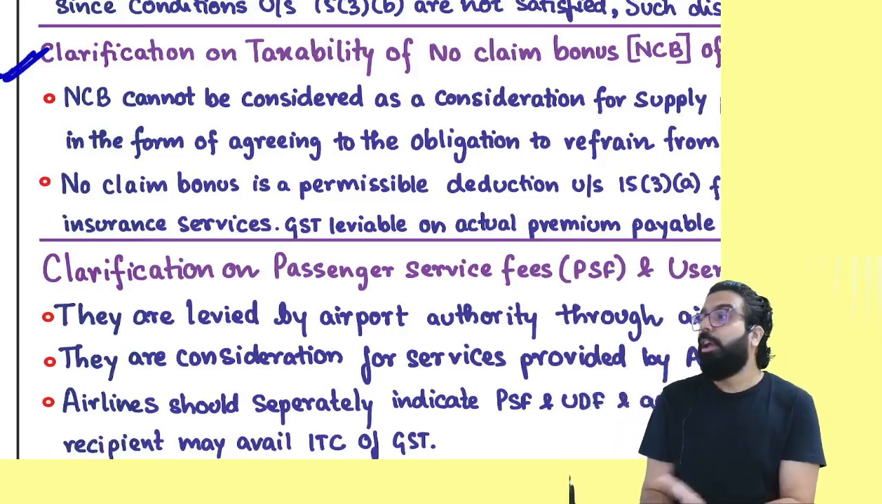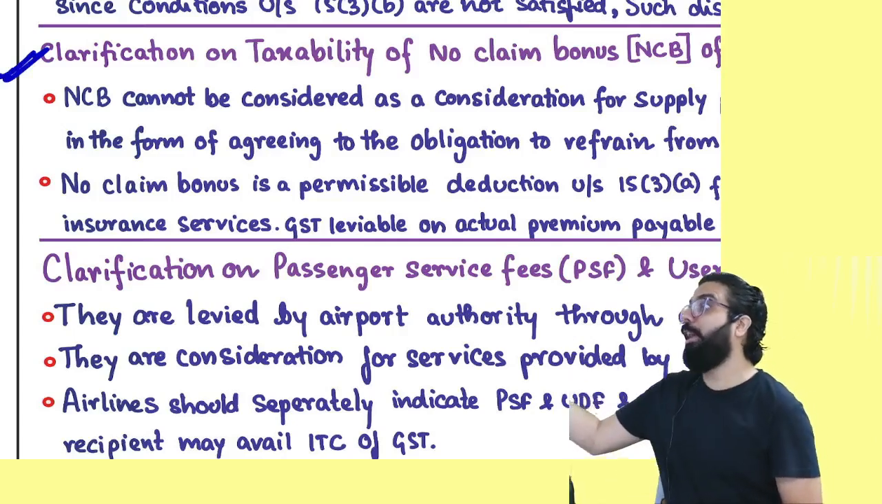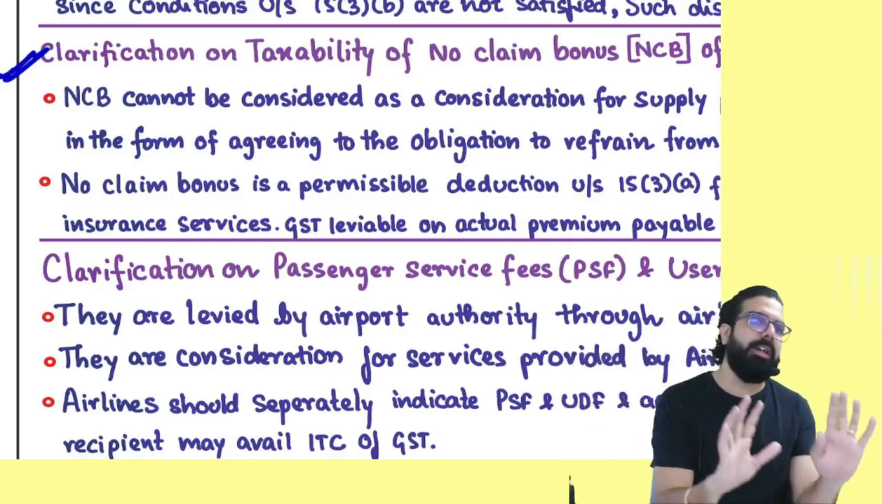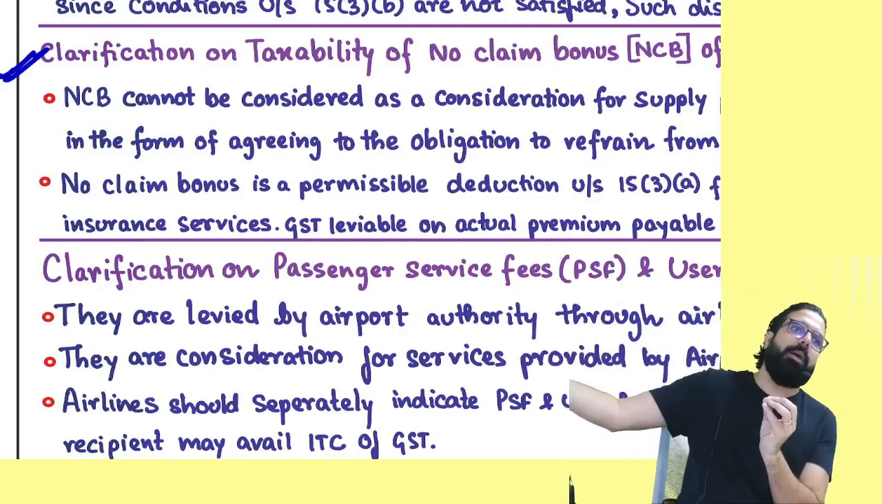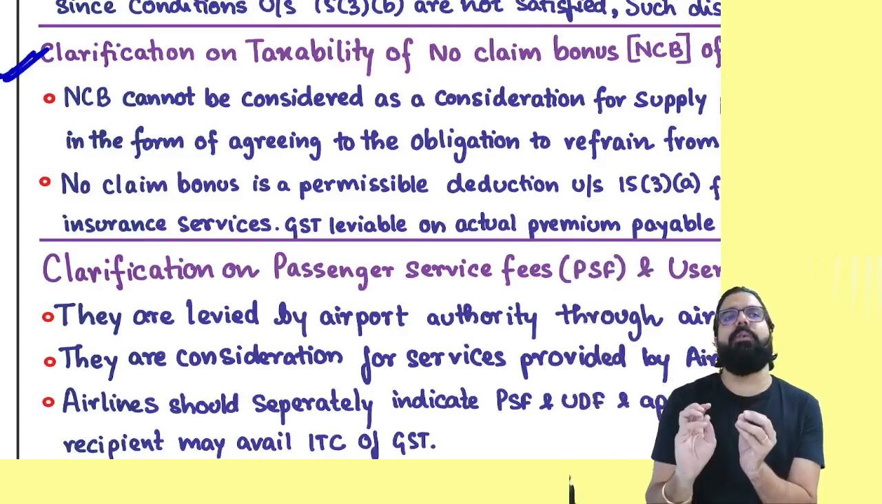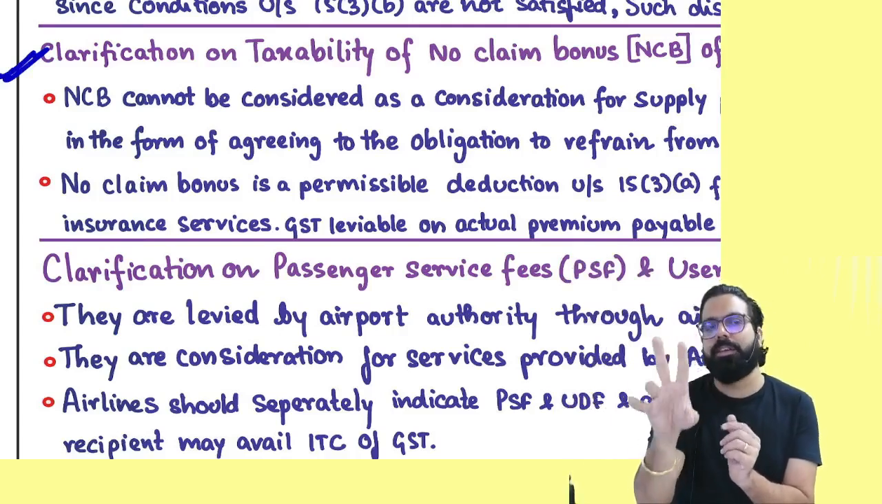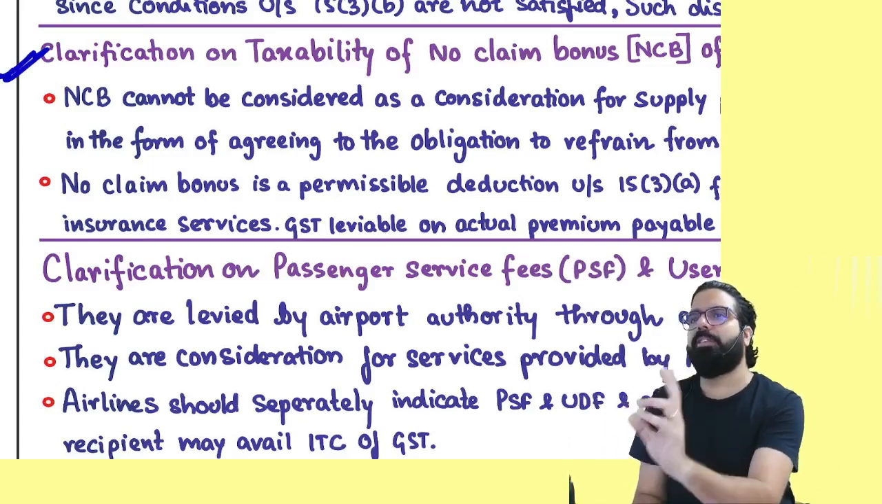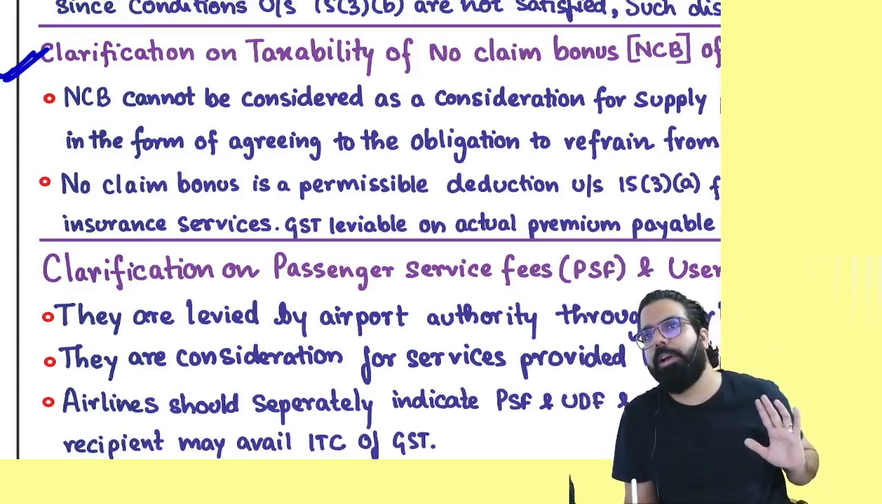Always remember one thing, it is not an agreement to refrain for which you got 2,000 rupees. I never gave a service. Sir, it is very simple. The insurance company sold me the insurance and gave me 2,000 rupees discount. The government clarified, no claim bonus is nothing other than what? Discount. Is my point clear to all?